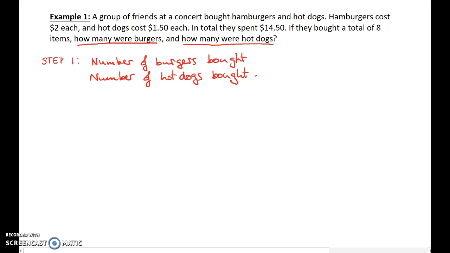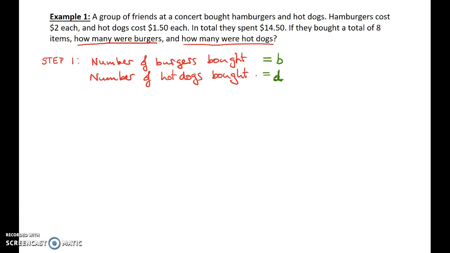Now, write down clearly what each of the variables will stand for. Well, instead of using x and y, let's use variables that actually mean something in this context. So let's say we use b for the number of burgers that are bought and d for the number of hot dogs that are bought. If we use h, we'll get confused between hot dogs and hamburgers. So let's use b for burgers and d for dogs.